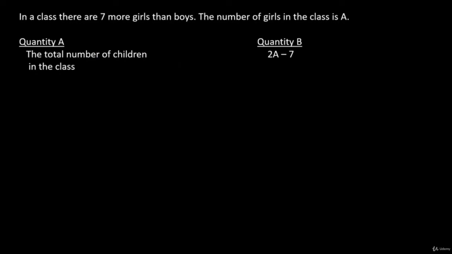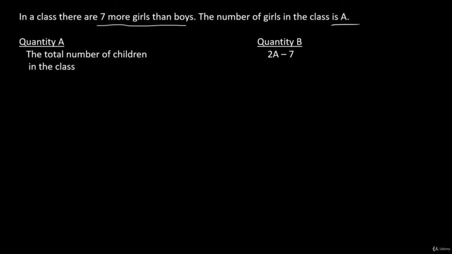Let's do this question. In a class, there are 7 more girls than boys. The number of girls in the class is A. Now, quantity A is the total number of children in the class and quantity B is 2A minus 7. Alright, pause the video, give it a try, and then let's do it together. Alright, we are back. I hope you have given it a try.